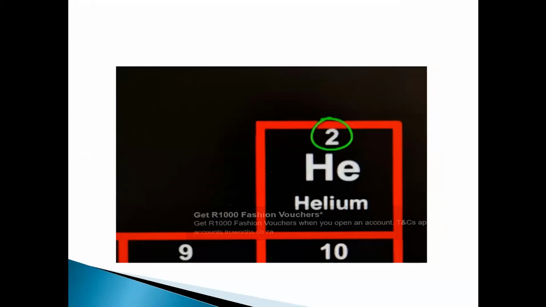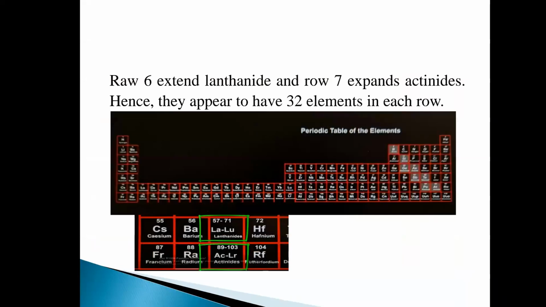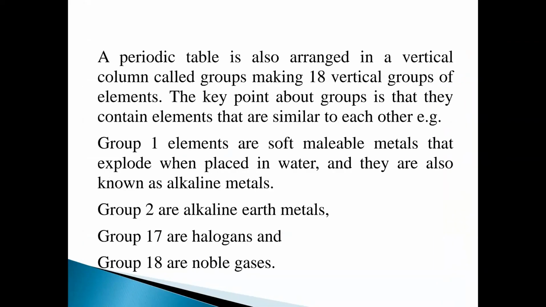Let's go back to where we were to continue. So group one elements are soft malleable metals that explode when placed in water. Is there anybody who ever watched Breaking Bad? That father who was a gangster. You see, you take your basic science and apply it out there. You can become even a terrorist through simple science that you're learning. So now you know that when you take group one elements in their purest form and place them in water, you know what's going to happen. And they are also known as alkaline metals.